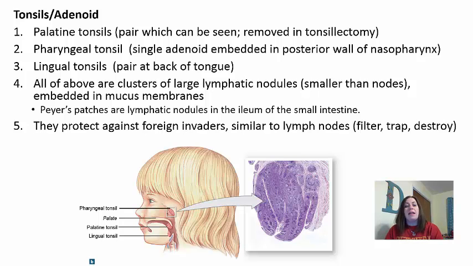You have what we call the palatine tonsils. This is the pair which can be seen when you open your mouth and you go, ah, and you can see them on each side. These are removed when you have a tonsillectomy.